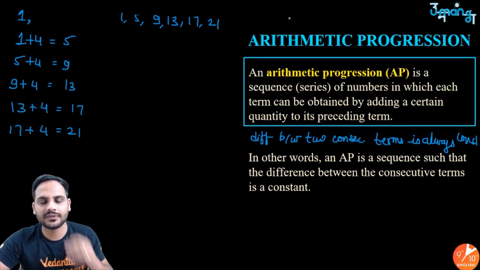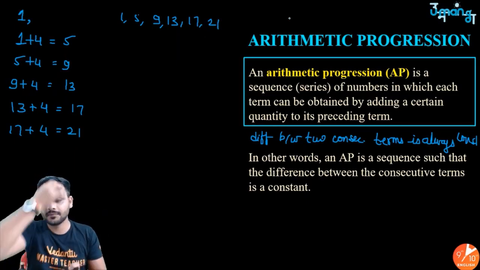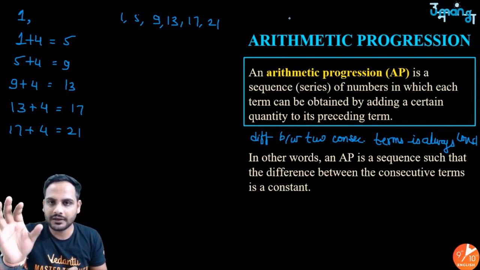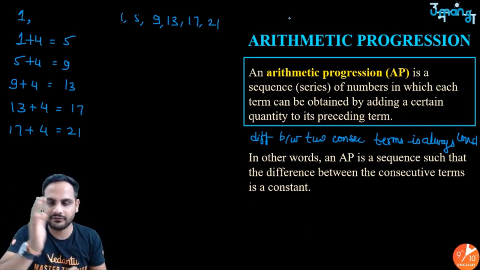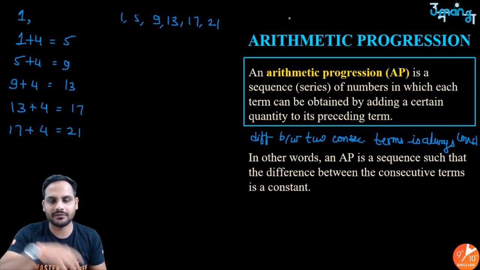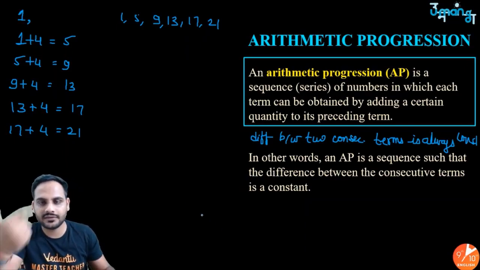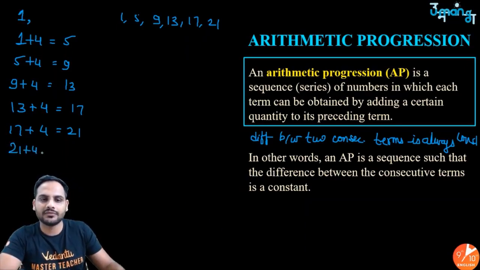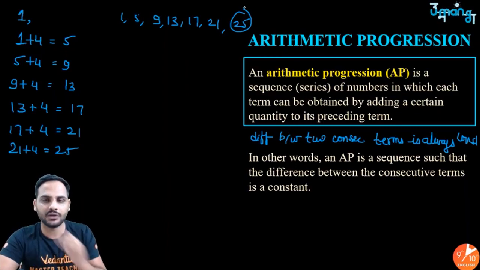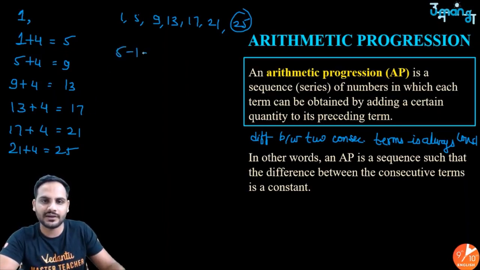All these terms are written in such a way that every term is 4 more than the previous term. And then I can easily guess the next term will be 21 plus 4, which is 25, right? So it becomes easier for me to guess the next term. The difference between two consecutive terms is always constant. You can see here 5 minus 1 is 4, 9 minus 5 is 4, 13 minus 9 is 4. So the difference is always constant.